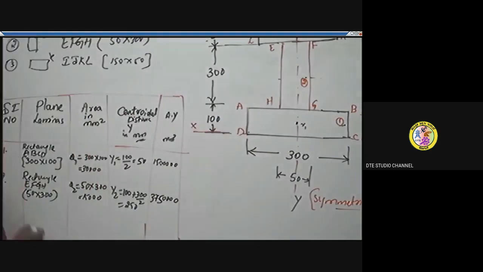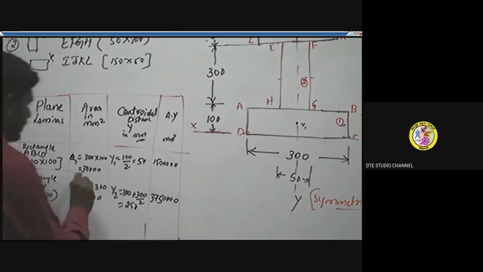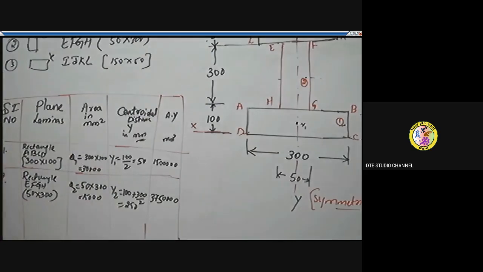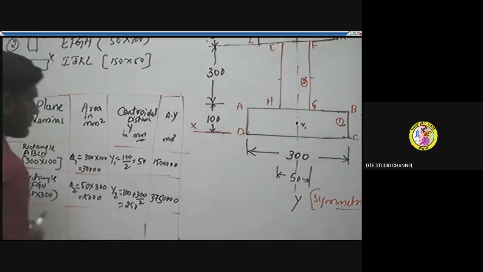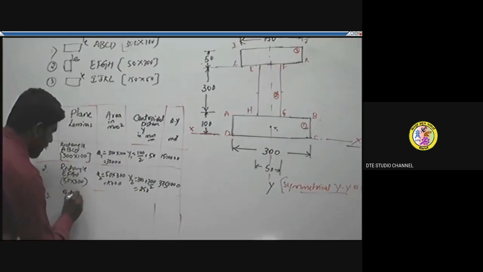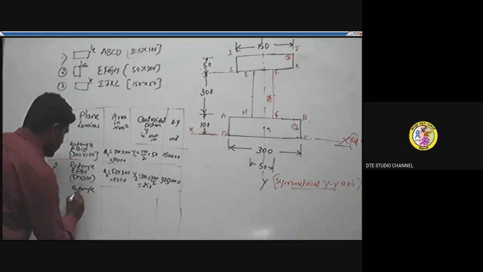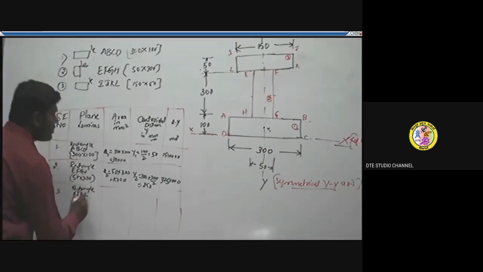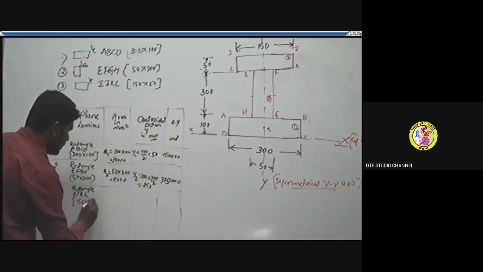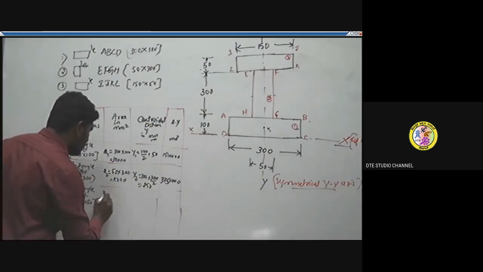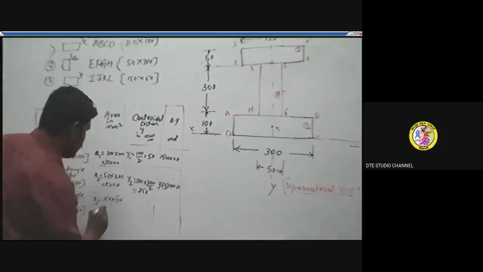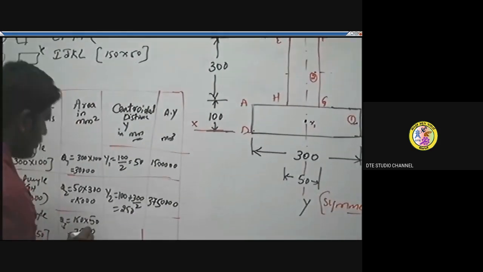In the same manner, let's find the area and centroidal distance for the top flange IJKL. It is also a rectangle, as you can observe. For the rectangle IJKL, the cross section length is 150 and breadth is 50. Its area A3, length into breadth, is the formula. So 150 into 50 is 7,500 millimeters square.